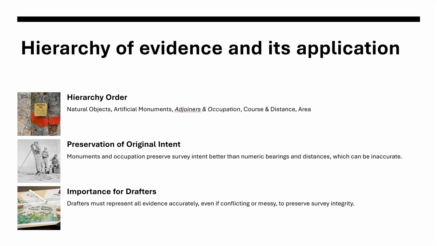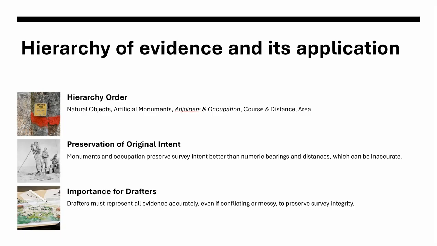Natural monuments come first. Artificial monuments come second. Adjoiners and occupation come third. Course and distance come fourth. And distance and area comes last. This hierarchy is not arbitrary. As you'll later read in the textbook Elementary Surveying, the monuments and occupation preserve original intent better than numbers.